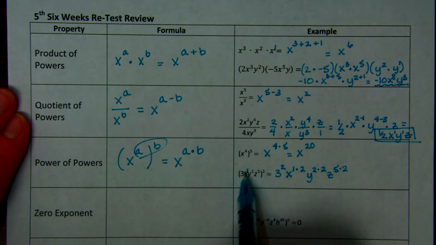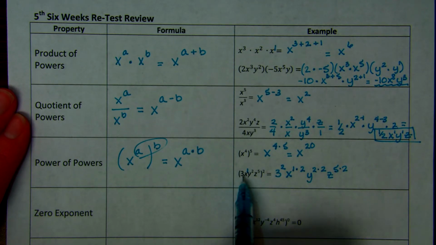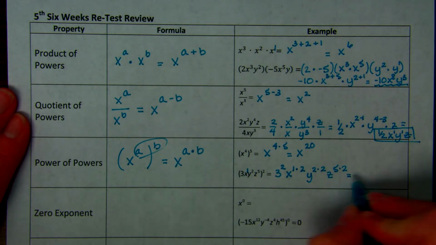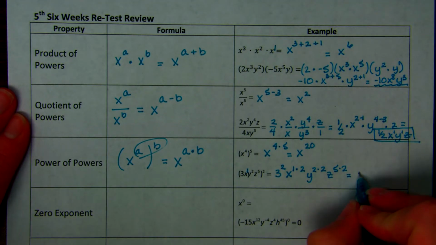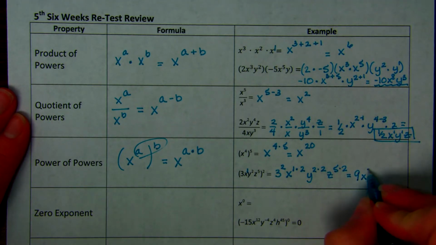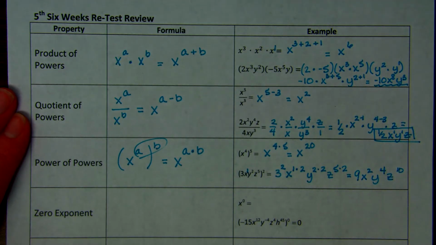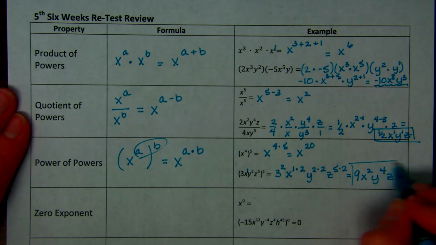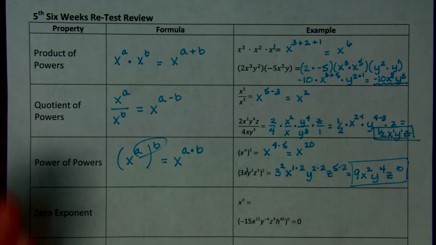And then the exponent that was on your terms in the parentheses is the first number. The 3 did not have an exponent on it. Numbers will not have exponents on them in parentheses like this. What you do is you apply that exponent to the number, so 3 squared. Don't multiply the 2 and the 3. The answer is not 6, it's 9. So this is 9 x squared y to the 4th z to the 10th. And that's your answer.